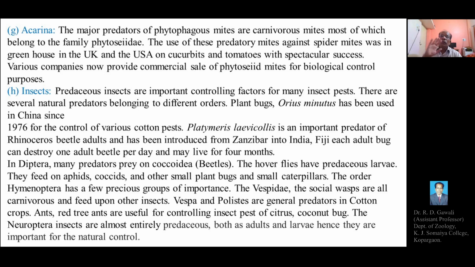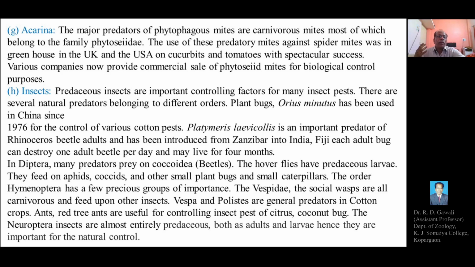That means within a 4-month period, one bug can predate upon about 120 adults of the rhinoceros beetle. So this is the capacity of the adult bug in reducing the number of rhinoceros beetles. It can also be reared and released in the field so as to control the rhinoceros beetle. Then the insects like Diptera.